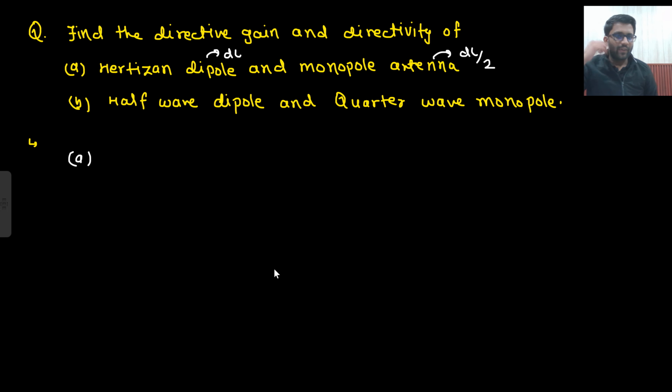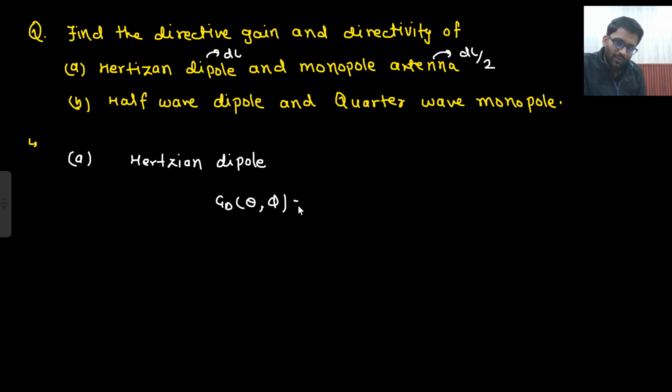What we need to find? We need to find directive gain and directivity for the Hertzian dipole, monopole antenna, half wave dipole and quarter wave. So first let's start with the Hertzian dipole. What we need to find is the directive gain. So first we will find directive gain. From there, directivity is a very easy thing.